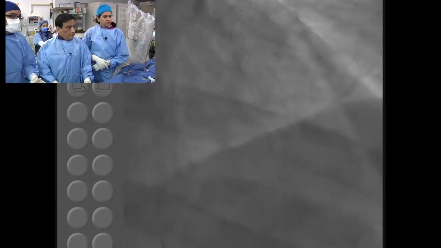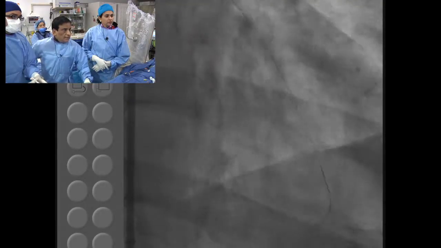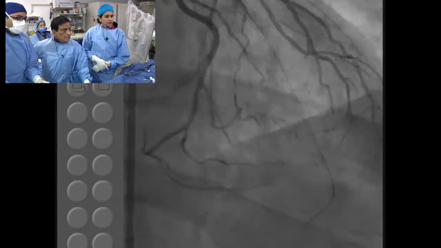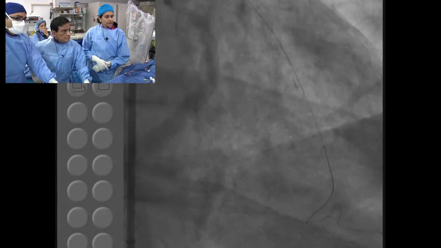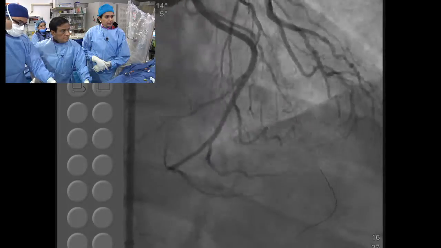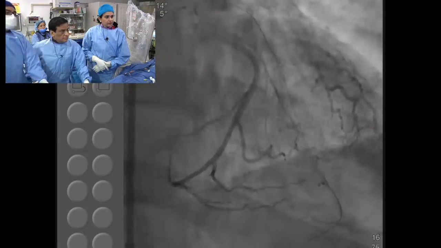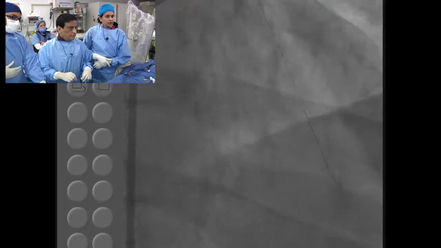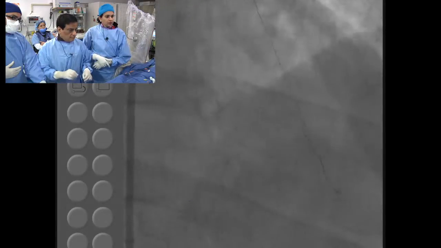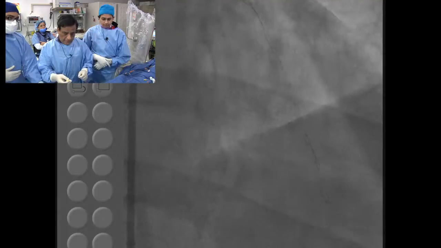All right, let's see. Our whisper wire has gone into the same channel likely, but the question is, did it make it to the tip? We are going to take one picture and see. Need to come back a little bit and try to redirect in the very apical portion. That's all subintimal. Yeah, definitely looks all subintimal.